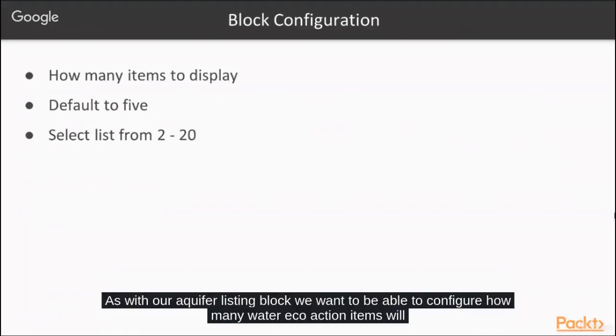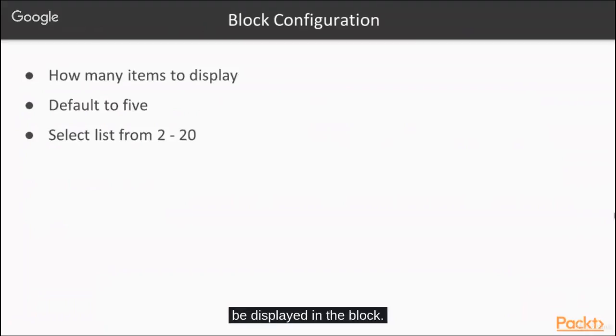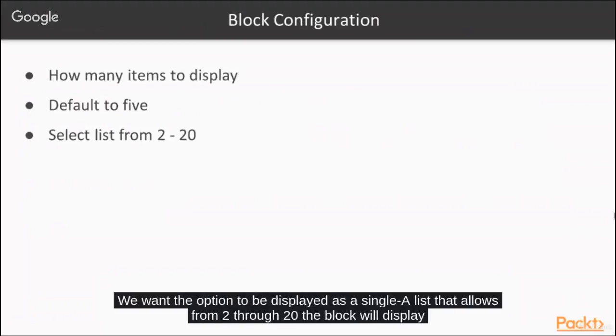As with our aquifer listing block, we want to be able to configure how many water eco action items will be displayed in the block. The default should be 5. We want the option to be displayed as a select list that allows from 2 through 20.